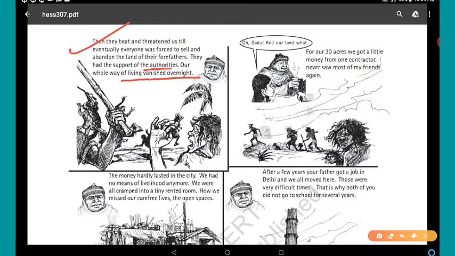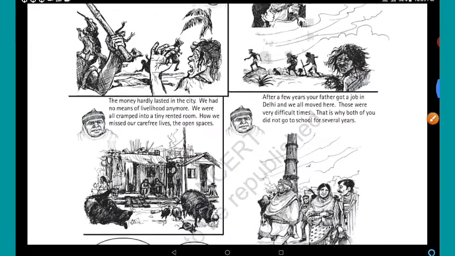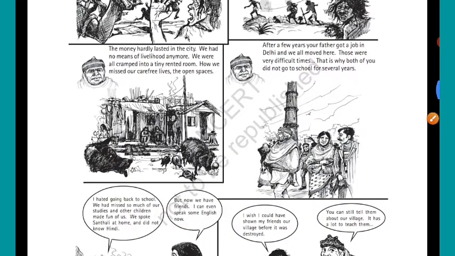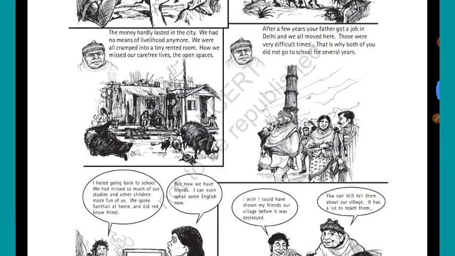In one way, we can say that the land of the tribal people was taken away by the company walas and the government. For our 30 acres, we got a little money from one contractor. I never saw most of my friends again. So, this was the destruction of the life of tribal people in Odisha. And then the money hardly lasted in the city.